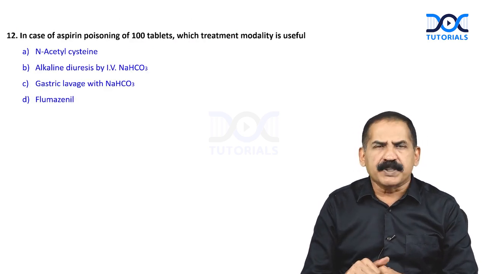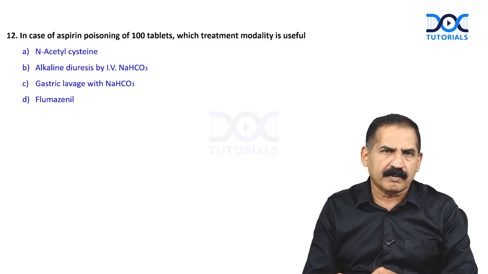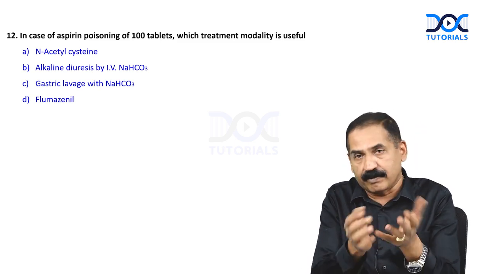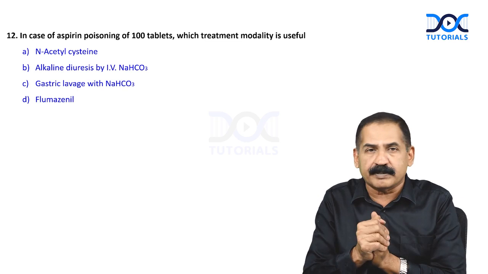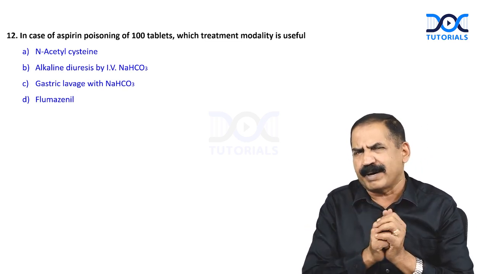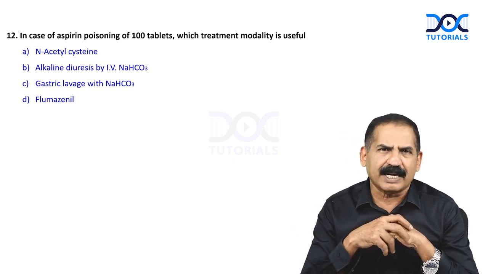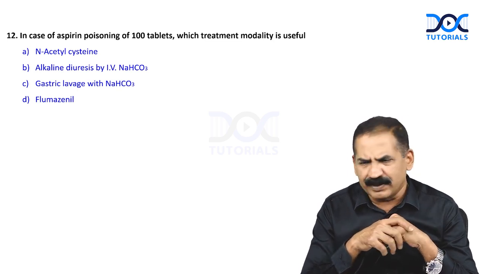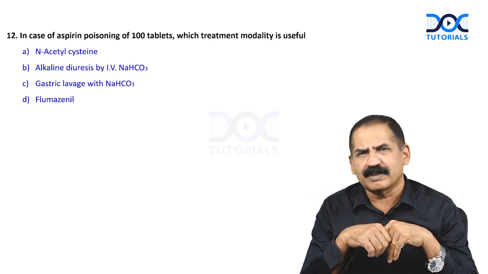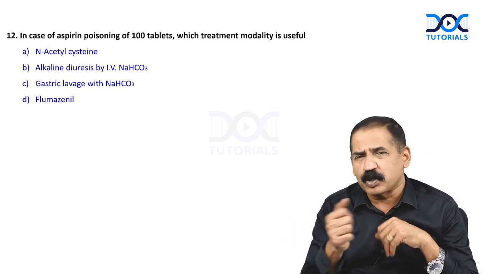Number 12. In case of aspirin poisoning of 100 tablets, which treatment modality is useful? Of course, this may be a medicine or pharmacology question, but we also deal with aspirin. N-acetylcysteine is the antidote for paracetamol. Flumazenil is the antidote for tranquilizers like diazepam. In gastric lavage, normally we don't use sodium bicarbonate; most commonly we use regular water or potassium permanganate in case of oxidizing poison.